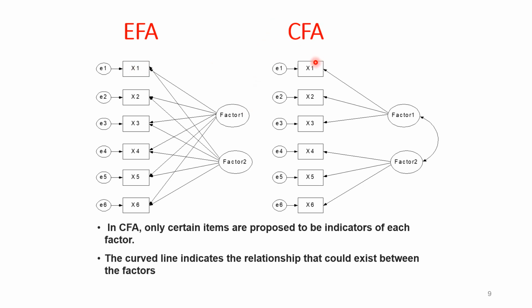So in CFA, we already know the relationships. We know that X1 is a part of factor 1, X2 is part of factor 1, X3 is part of factor 1, while X4, X5 and X6 are part of factor 2, and they are not part of factor 1. This is what we call confirmatory factor analysis.